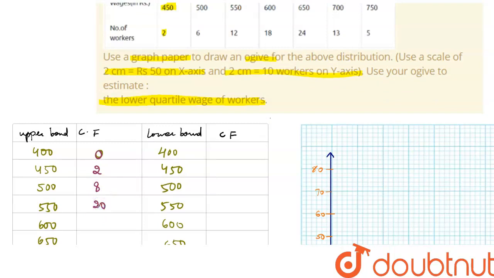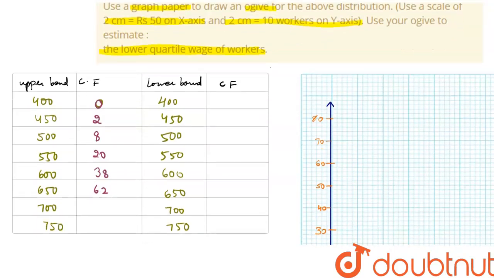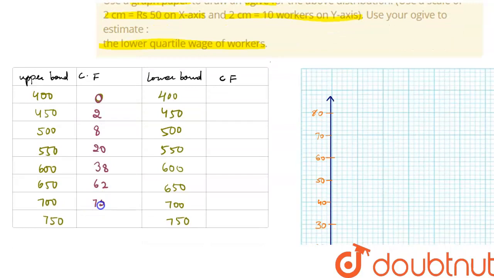After 20, we have 18 people, so 20 plus 18 is 38. After this we have 24, and 38 plus 24 is 62. Then adding 13 to this, we get a cumulative frequency of 75. And then 75 plus 5 is 80. This is our cumulative frequency using the upper bound.